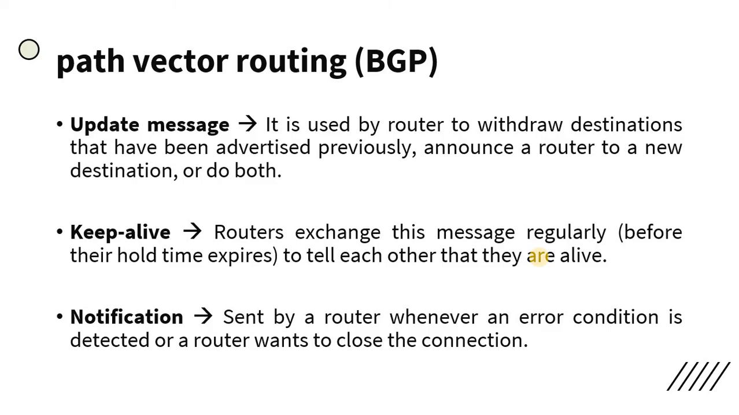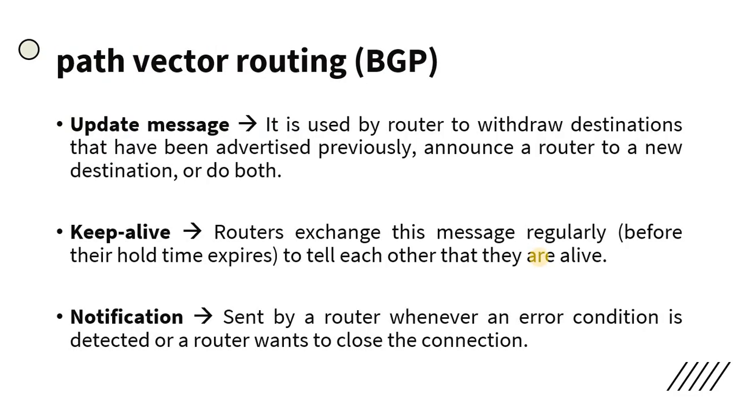Next is the notification message. The notification message is sent by a router whenever an error condition is detected or the router wants to close the connection. Suppose some error occurs during the communication; at that time the notification message is sent by one router to another router. Also, suppose router 1 wants to close the connection with router 5; at that time router 1 sends the notification message to router 5. So that is the notification message.